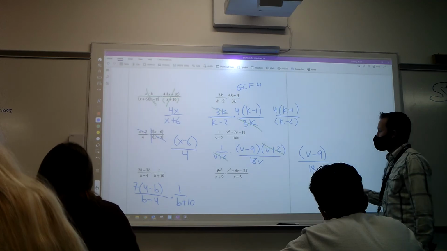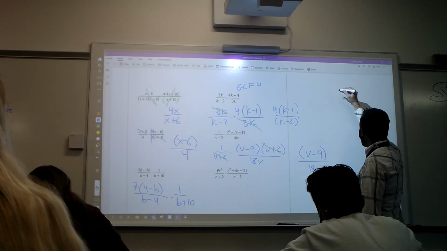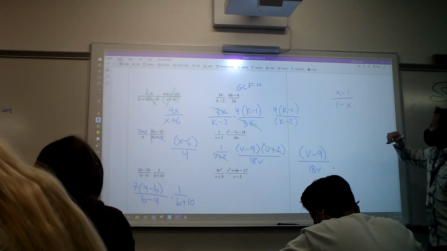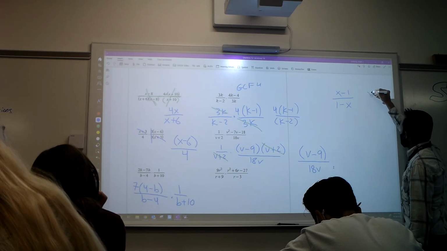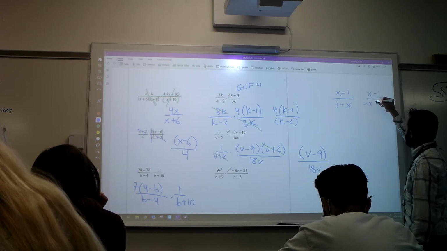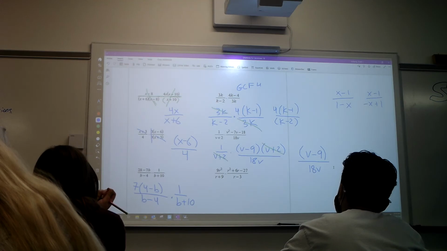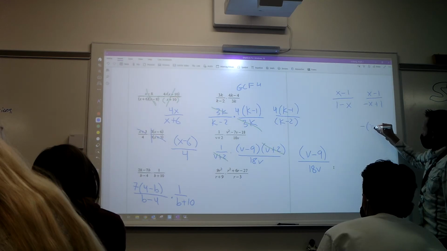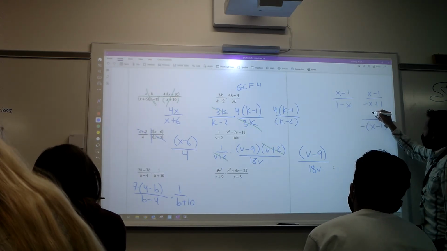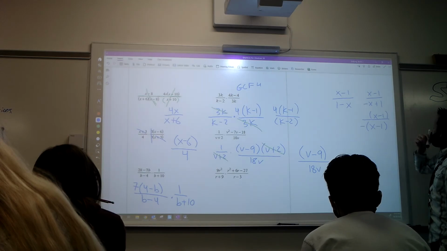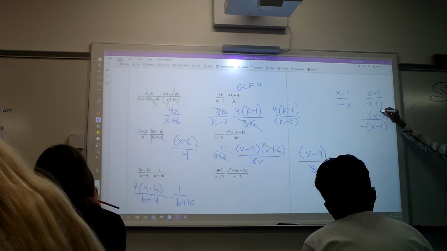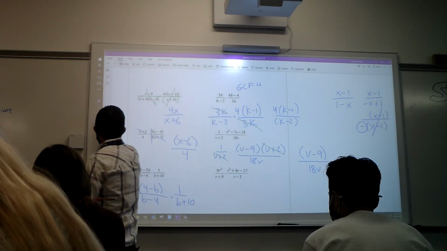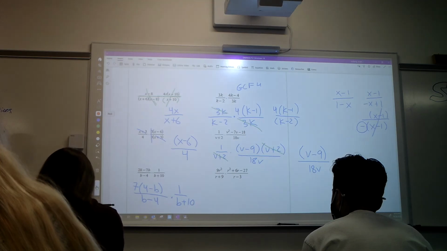Maybe let me do this over here on the sideboard. Remember, so let's say I had x minus 1 over 1 minus x. The 1 minus x, let's rewrite that so it's x minus 1 over negative x plus 1. If I factor out a negative, it will change the signs, so now it is the same, right? So I can cross them out, but what's still left over? The negative, okay?